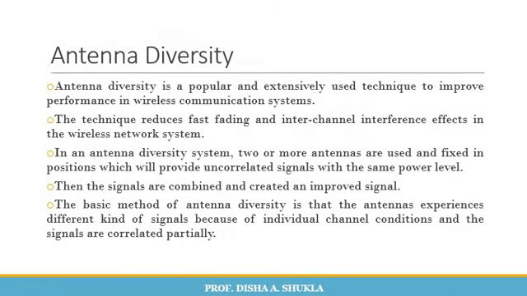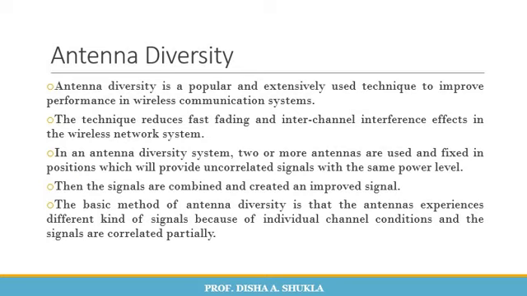And the last type of diversity is called the antenna diversity. Antenna diversity is a popular and extensively used technique to improve the performance in wireless communication. This technique reduces fast fading and interchannel interference effect in the wireless network system. In an antenna diversity system, two or more antennas are used and fixed in a position which will provide uncorrelated signal with the same power level. Then the signals are combined and create an improved signal.